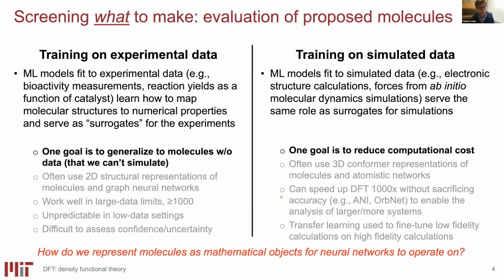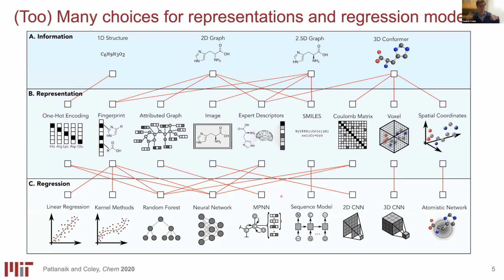But both raise this question at the bottom in red. Both require us to represent molecules as objects for neural networks, if we use neural network methods. They require us to represent molecules numerically at the very least. And there's a huge number of choices, and we just started getting to that in the discussion at the end of Christine's talk. There are a lot of different ways you can try to model these systems quite often.